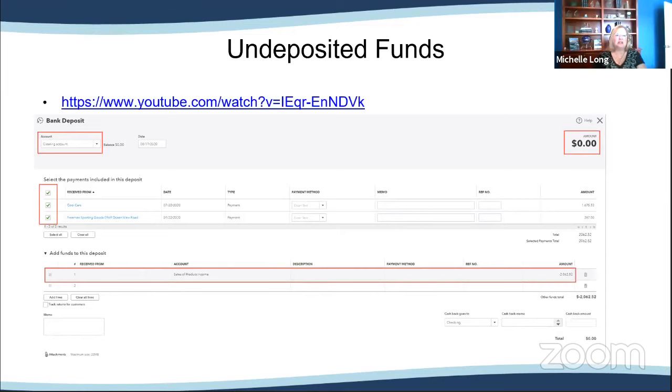So I always just tell clients, just let it go directly to undeposited funds all the time, even if you only have one of them, because otherwise they forget to change the deposit to account back. So that's something to think about.